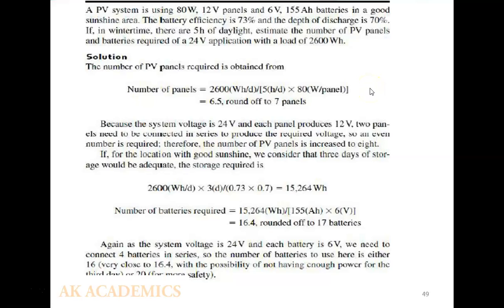We cannot use 6 panels, because once we use 6 panels, we will not be able to meet up with this load. Our calculation already says 6.5. So if we choose 6 panels, we will not be able to meet up with this load. To meet this load and be on the safer side, we need 8 panels. And your final answer for the number of panels needed will not be 7, it will now be 8.